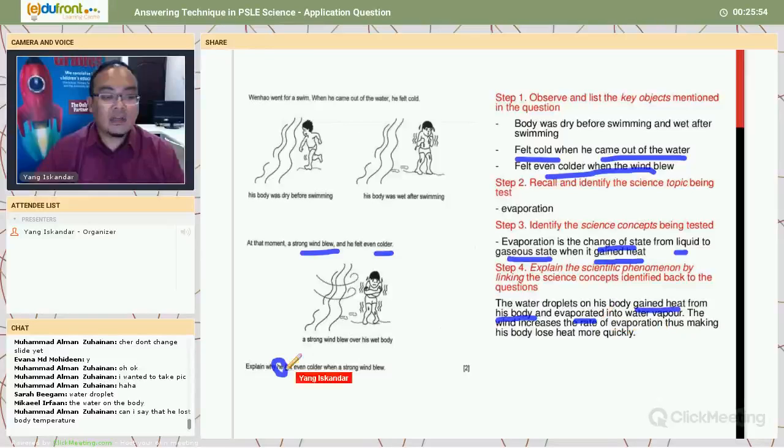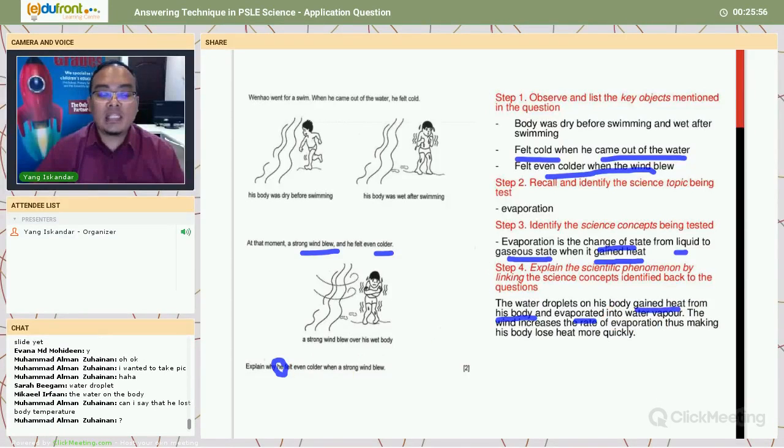Yes, you can also say his body loses heat. His body loses heat, not lose body temperature. His body loses heat and the water droplets gain heat, also can. So there must be a mention about the transfer of heat. So the transfer of heat, the heat transfer from his body to the water droplets.